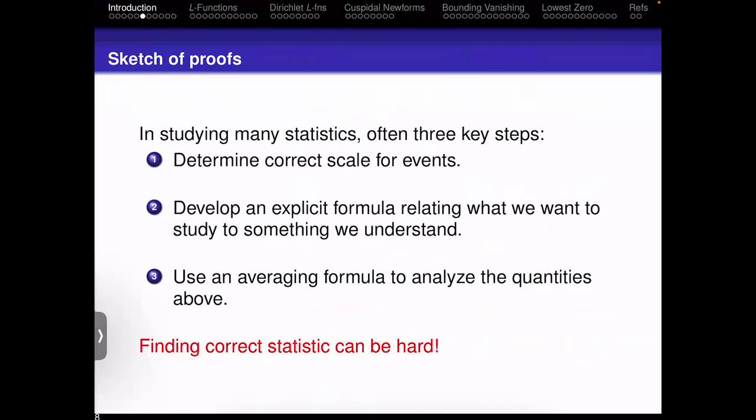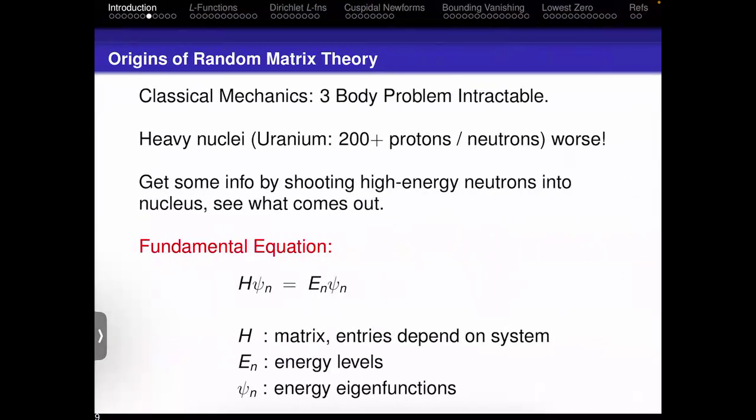So first of all is finding what the correct scale is to study events. How do things go as we go to the limit? We need to develop some kind of explicit formula relating what we can study to what we want to study. And then the last is that those explicit formulas would be absolutely useless if we didn't have a good way to average. So Dirichlet L functions, we will see, are very easy to average. As we start getting to cuspidal newforms, as we start getting to GL3 and higher, it becomes much, much worse.